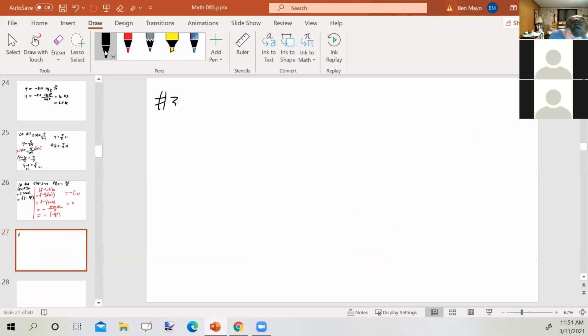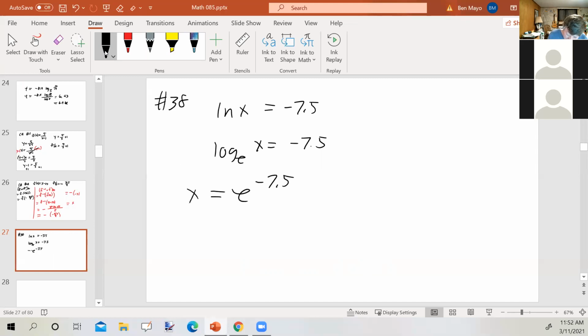Number 38 says, solve the equation, express your answer to 4 decimal places. The natural log of x equals negative 7.5, but that's log base e of x equals negative 7.5. Changing it to an exponential equation, e to the negative 7.5 equals x, and I'm going to punch that into my calculator. E to the negative 7.5, and I'm getting 5.53084, rounding to, let's see here.